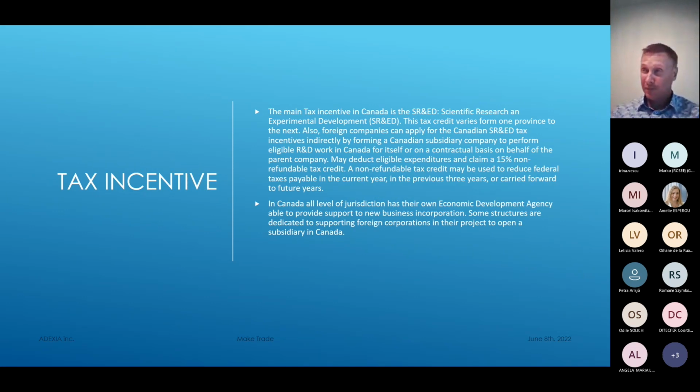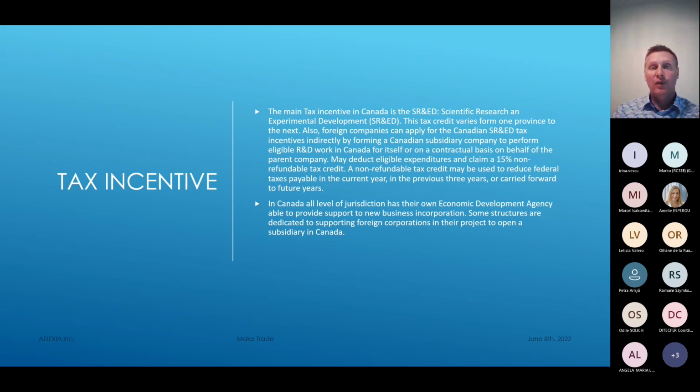Tax incentives. So I think that could be of interest to a lot of your members. There's not a ton of tax incentives in Canada, but there is a big one called SR&ED, which is a tax incentive on scientific research and experimental development, so basically on R&D. There is a federal program, and there are provincial programs. Those provincial programs are different from one province to the next.